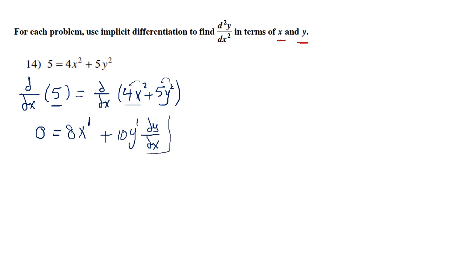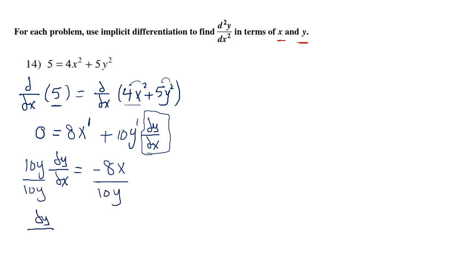Now I need to rearrange it to write dy by dx in one term. So by moving 8x to the other side, 10y dy divided by dx is equal to negative 8x. Divide both sides by 10y. So dy by dx is equal to negative 4x divided by 5y, after dividing each term by 2 to simplify it.